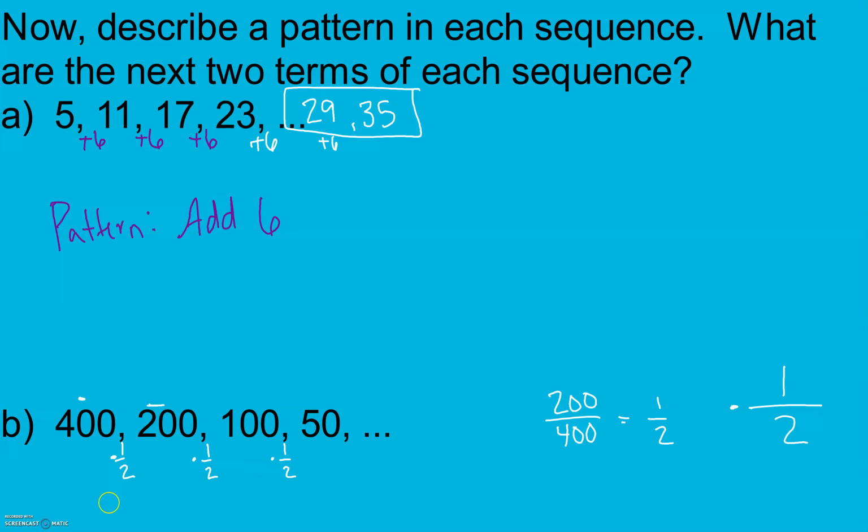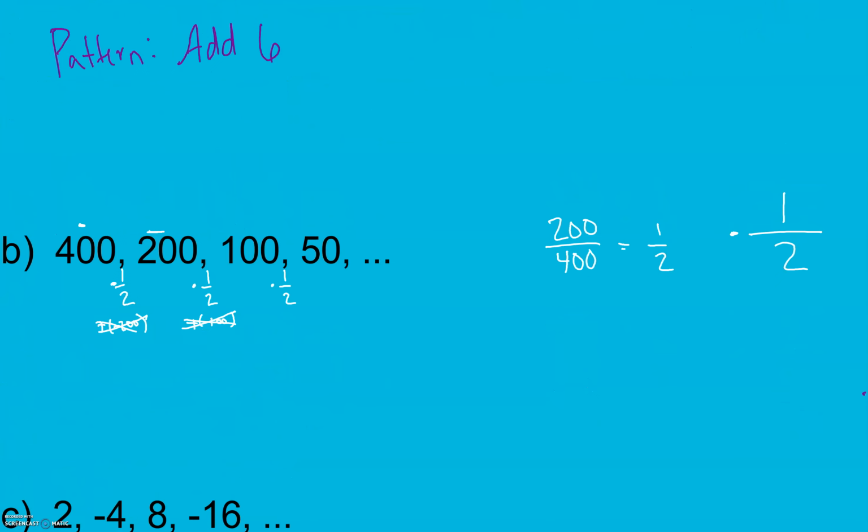We could have checked addition and said that we added negative 200, but here we only add negative 100, or subtract 100. So we don't want to go with addition, we want to go with multiplication because we want the pattern to go all the way through. So here, my pattern is multiplying by a half or 0.5.